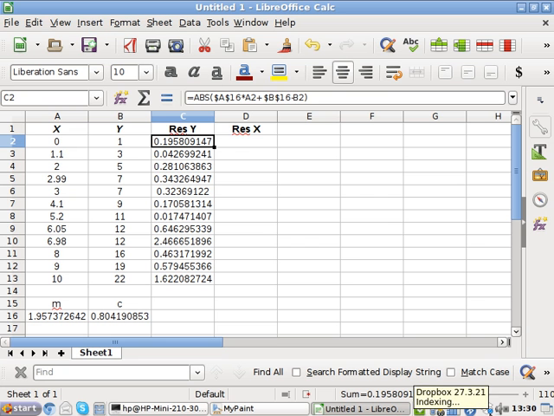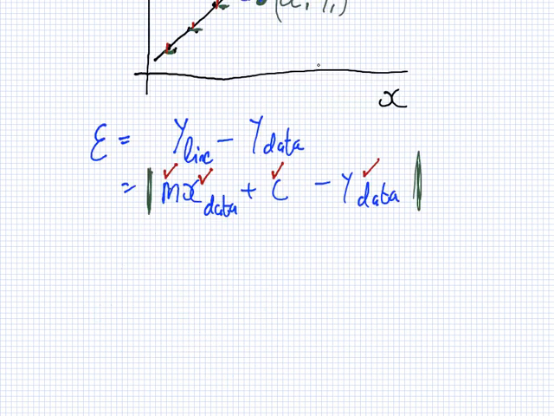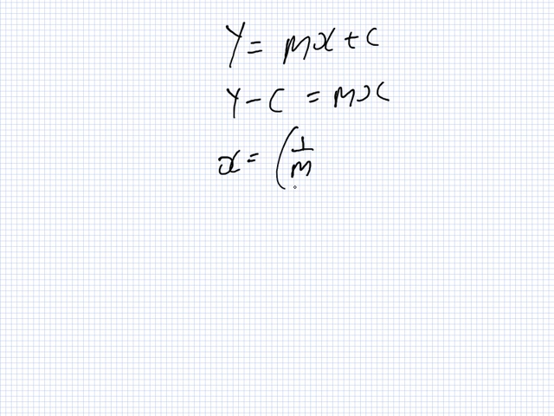Okay, do you have that there? Now we have to do the same thing, but this time for the x. So let's imagine we have our data point here. We now want to look at the horizontal difference, the horizontal residual. It's nearly the same thing, except we don't use this formula. We need to rewrite this so x is the subject. So we get y minus c equals mx. So then x equals 1 over m y plus minus c over m. Do you see what's happened? I've just rewritten it so the x is the subject.